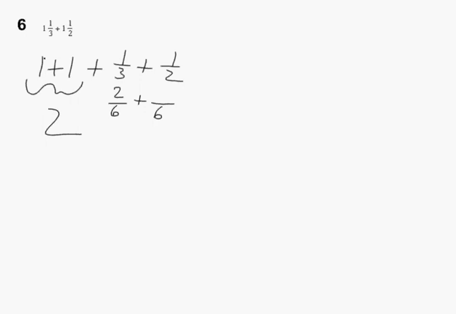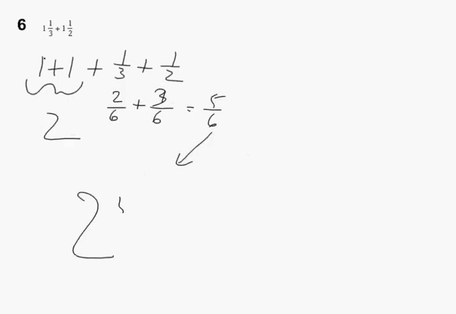Question 6 is the sum of 1 1/3 and 1 1/2. So the first thing I'm going to do is add my whole numbers, 1 and 1. This is going to be 2. I'm going to add my fractional parts, 1/3 and 1/2. This one needs common denominators for me to add it. So 2/6 and 3/6 equals 5/6. Take that 2 down here. So 2 and 5/6 is your answer.